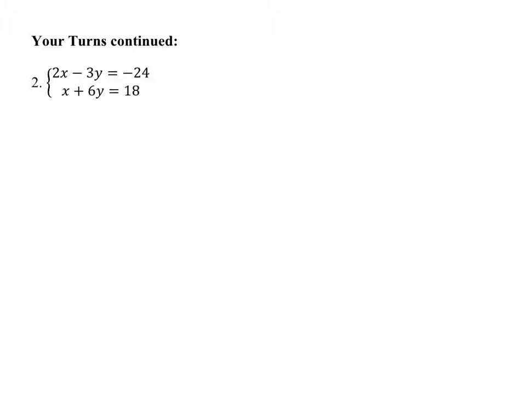This is your turn number 2. So we need to get one of these equations to have a variable by itself on one side. So neither of them do. So we want to look at the one that's easiest to do.